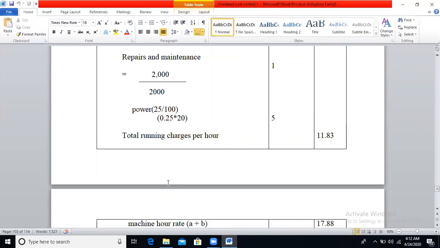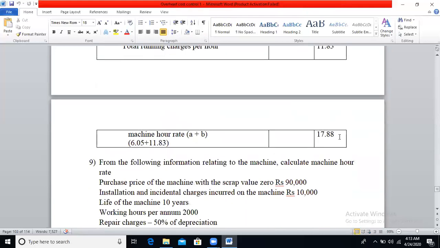So they have given the 100 units rate, that is 25. If you divide 25 by 100, you will get the rate per hour for 1 unit. So 0.25. If you multiply with 20 units, you will get the power rate per hour. Then calculate total running charges per hour. You will get 11.83. So machine hour rate is equal to the total of standing charges rate per hour plus the total of running charges per hour. You will get the total machine hour rate.